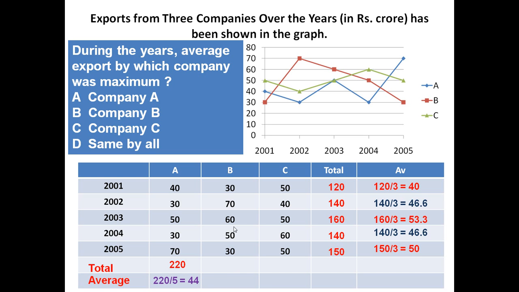For company B again you add these, it becomes 240 divided by 5 is equal to 48, and for company C it is 250 divided by 5 is equal to 50. So average export by company C was 50 and average export by B was 48, and average export during these 5 years by A was 44. So which company's average export was maximum? Certainly it is company C. So answer is C, company C.